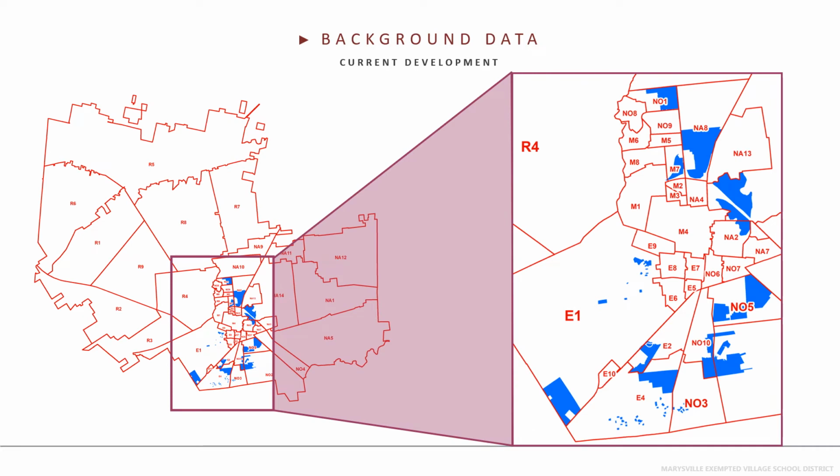This map shows where the current development is happening, based on conversations with the city as well as Union County. The development is mainly happening within the city, as well as just south of the city. The blue polygons denote areas that are currently under development, planned to be developed, or zoned for residential development.